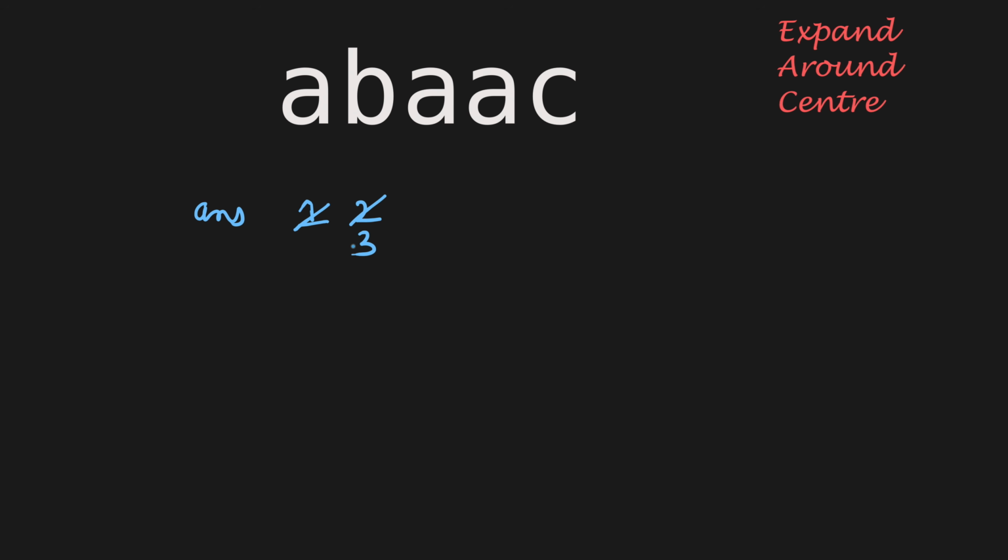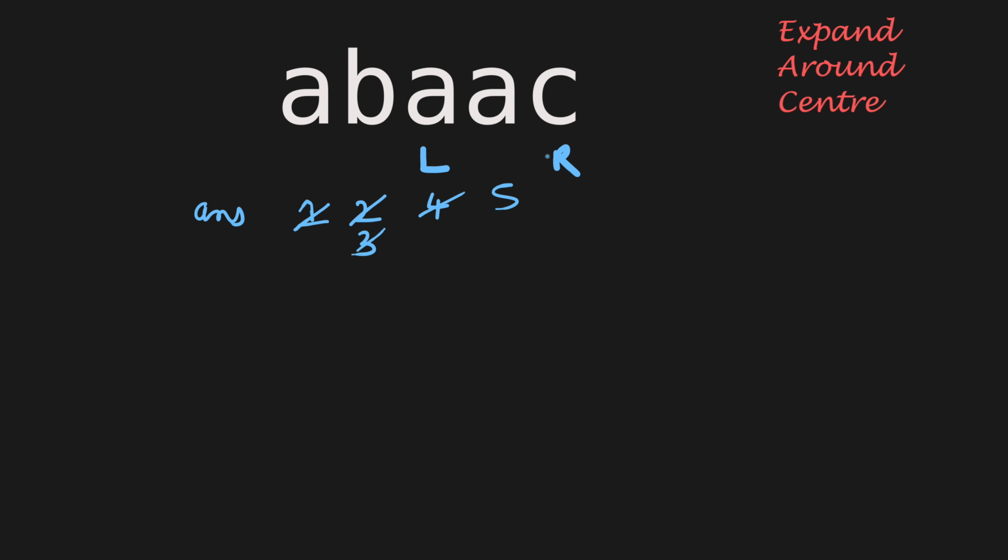So we increment the count to 4 and we try to expand around it, where on the left we have character B and on the right we have character A, which don't match. So we stop the expansion and come to this A, which is a palindrome. So we increment the count to 5 and next we try to expand around it, where we see character A on the left and C on the right, and they don't match.